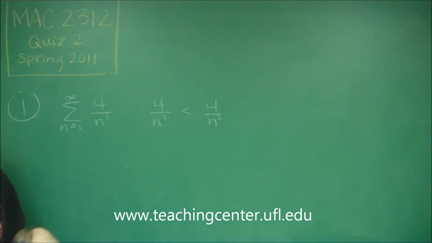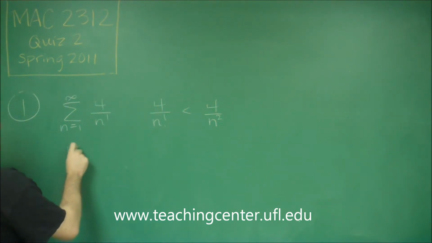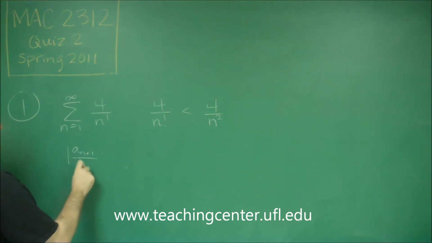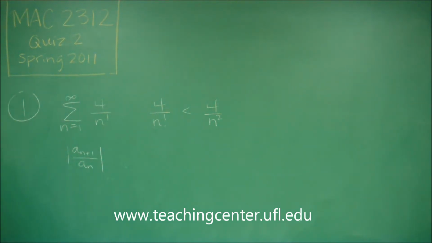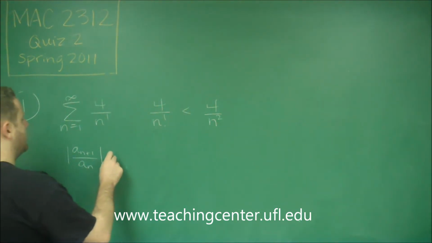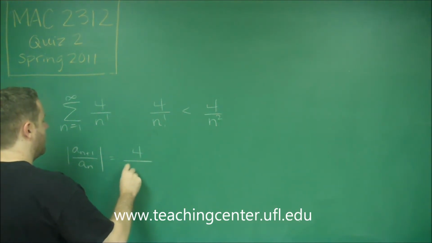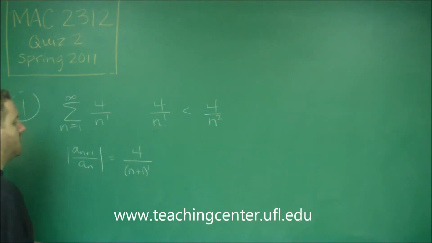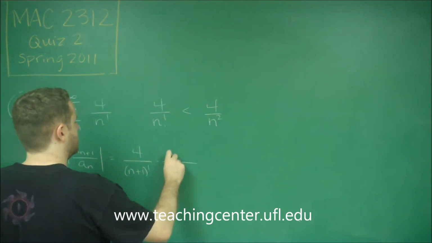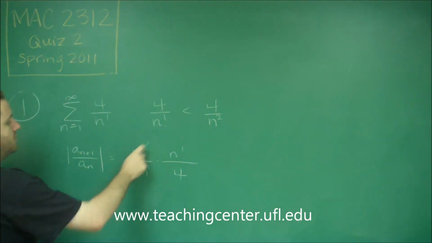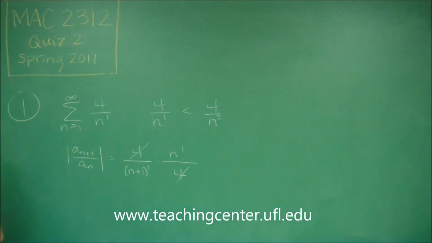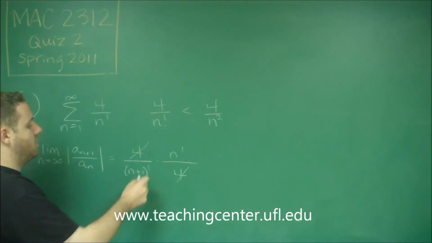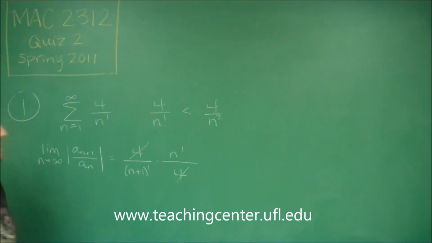I'll just show it by ratio test as well. So ratio test, remember, you do the absolute value of a sub n plus 1 over a sub n. So a sub n plus 1 here is just going to be 4 over n plus 1 factorial times the reciprocal of a sub n, which is n factorial over 4. Your 4's cancel out. You have n factorial over n plus 1 factorial. Sorry, I forgot to write the limit as n goes to infinity out here. N plus 1 factorial is n plus 1 times n factorial.